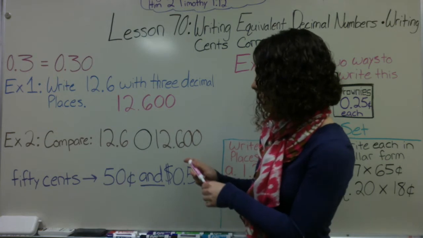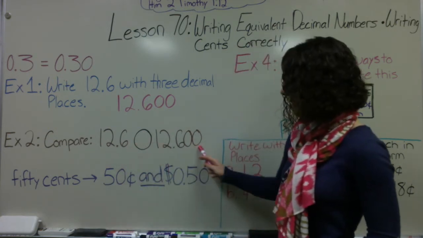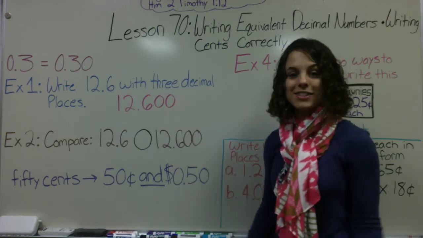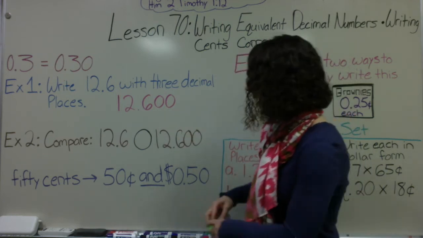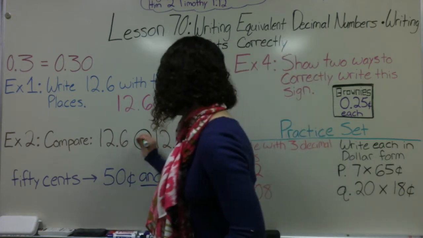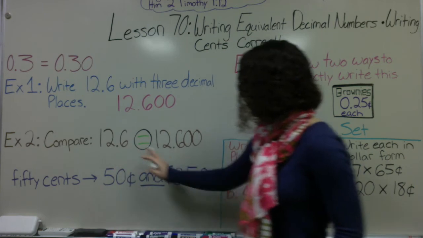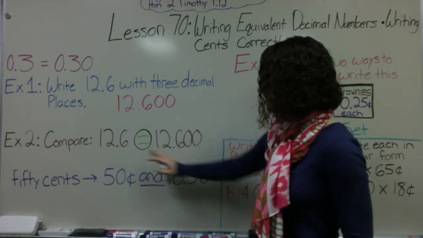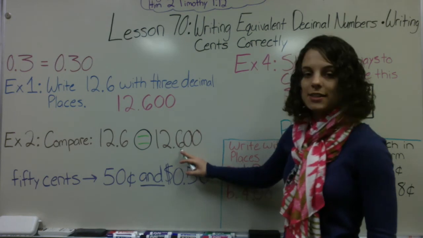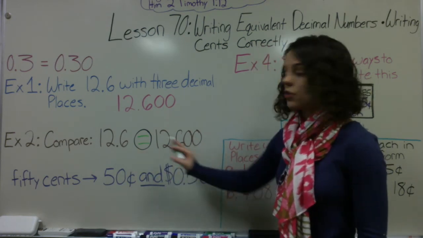All right, example 2 says to compare 12 and 6/10 to this number that we actually just wrote up here. So example 2 should be extremely simple, and they are, of course, equal. Because you still have 12, and 12 is the whole number. You have 6/10, the 6 in the tenths place, I apologize, and then you just have 2 zeros after, so they are both the same.